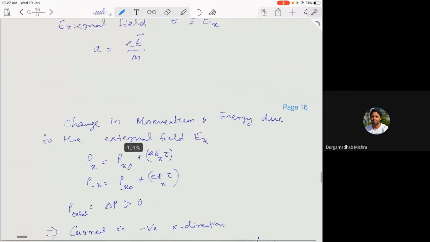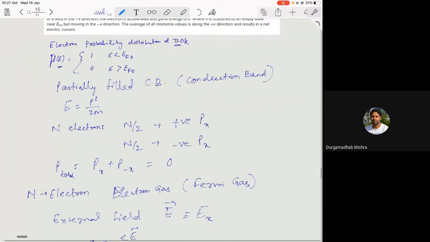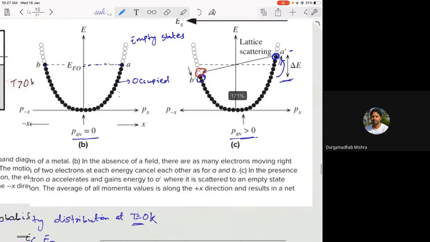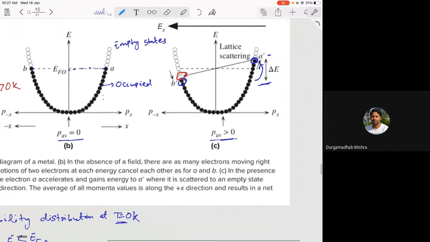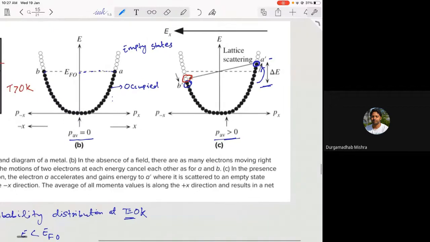So this is how we can account for the collision or the scattering process. Once we have this jump to the unoccupied state, the same process repeats. Some electrons again move to A dash or A prime, and the electron from there gets scattered, and this process continues. And you will have a continuous flow of current.